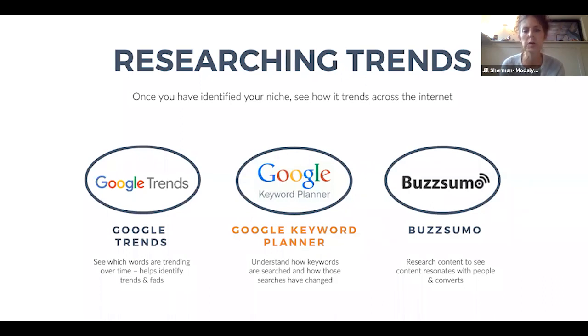Next, Google Keyword Planner. Understand how keywords are searched and how these searches have changed. And last is BuzzSumo. Research content. So this is the content, not just the keywords, to see how it resonates with people and how it converts. Now, as a pro tip, check out competitive sites to understand product pricing and ensure that you can build a healthy margin. And also make sure to see what products are available for dropshipping within your desired market. For countries outside major markets, this should be a really important part of your research.